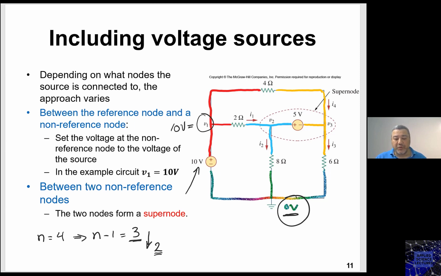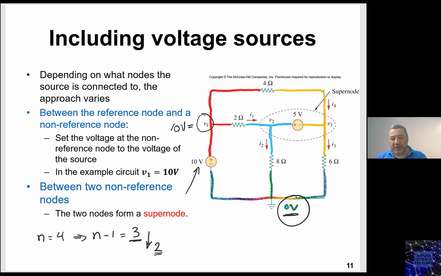Remember how we defined the voltage source? We said that the voltage source creates a potential difference between its two terminals such that the one that has the plus is higher than the one that has the minus. You're absolutely correct, which means it's V2 minus V3 equals 5 volts.